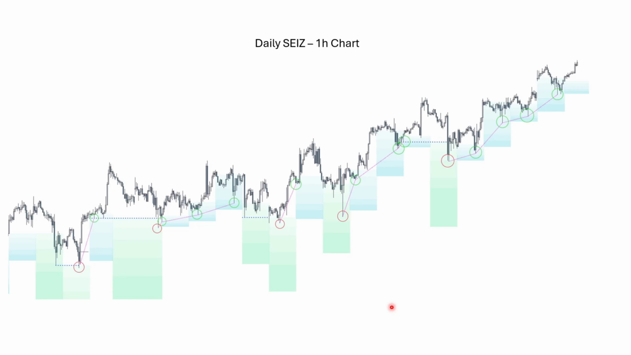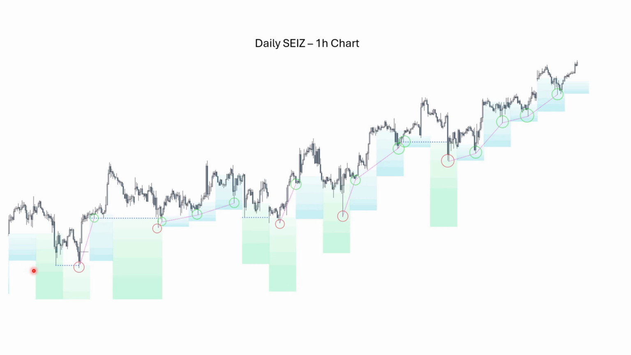Okay, so if we look at that daily chart that I just showed you down on the 1 hour chart with the daily SEIZ on, okay, so these are 1 hour candles, but we've got the daily SEIZ on, and I've turned some drawing aspects of SEIZ off just because I don't want it to be confusing at this stage. I just want you to be able to clearly see what's going on.